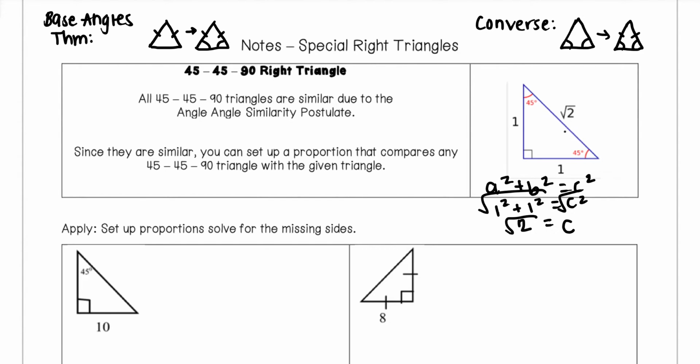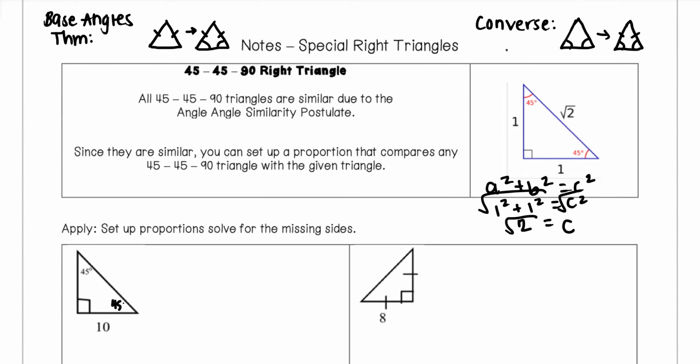We can use it to solve for the missing side lengths in other 45, 45, 90 triangles. So we have to verify that it is a 45, 45, 90 before we can use this method. So I'm going to take a look at this example below, and I can see that it does have a 45-degree angle marked as well as a 90-degree angle marked. So that means that this other angle must also be 45.